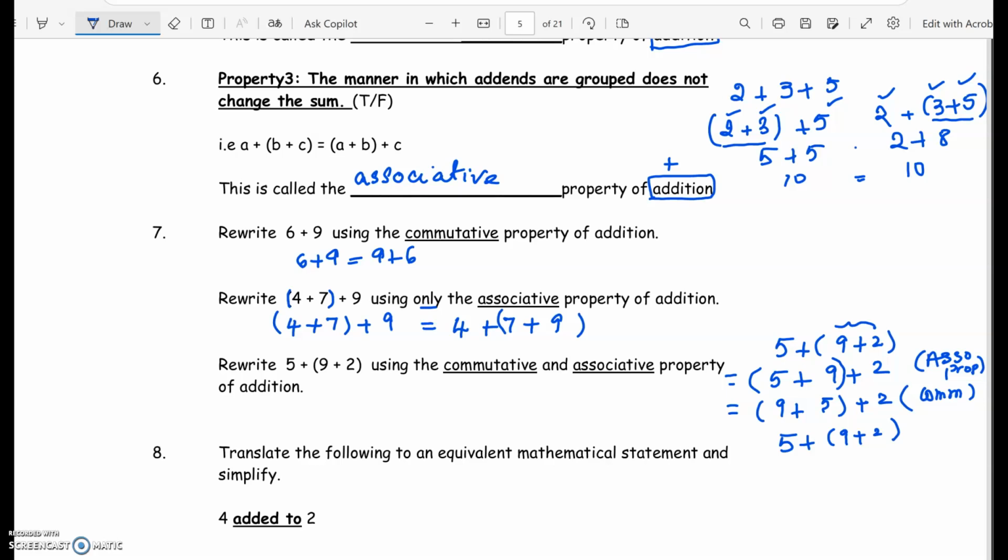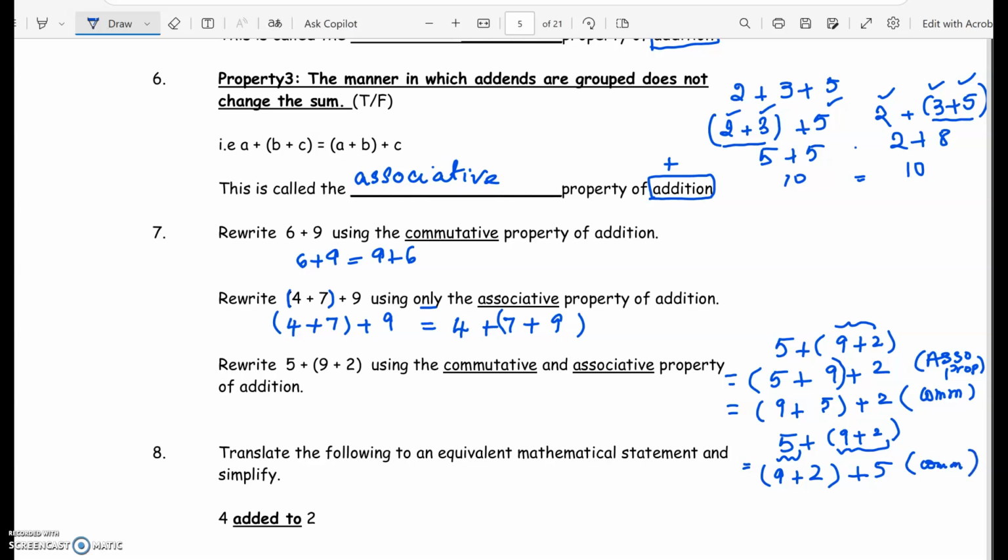So now let's look at 5 plus the quantity 9 plus 2. Let's say I want to use the commutative property first. And remember that the commutative property can be used in so many different ways. What if I switch this whole parentheses with the 5? Then I've changed the order of the numbers, which means I've used the commutative property. That's one way of doing it.